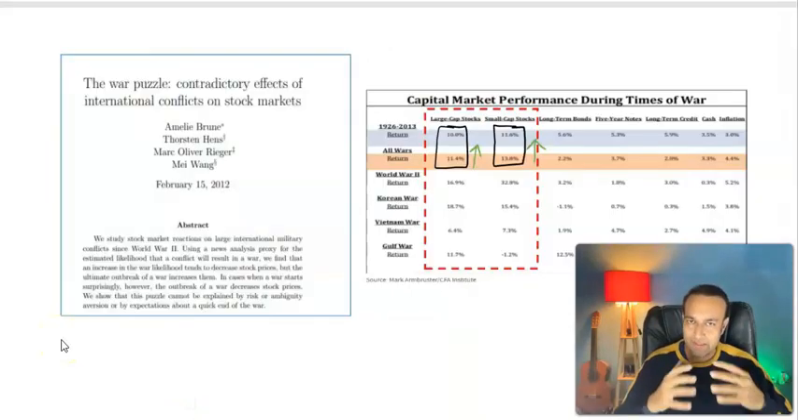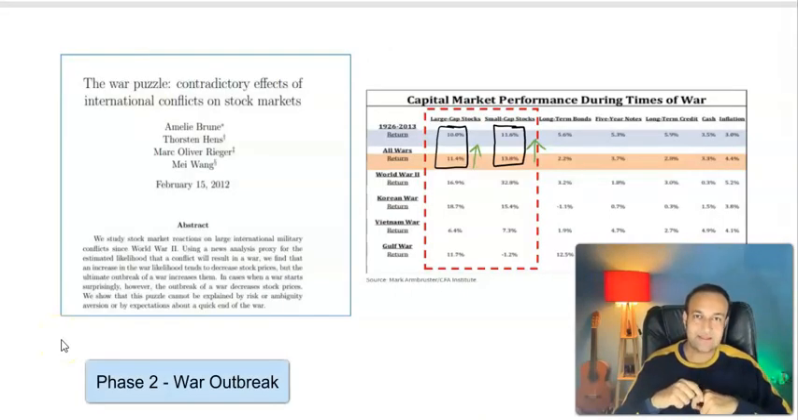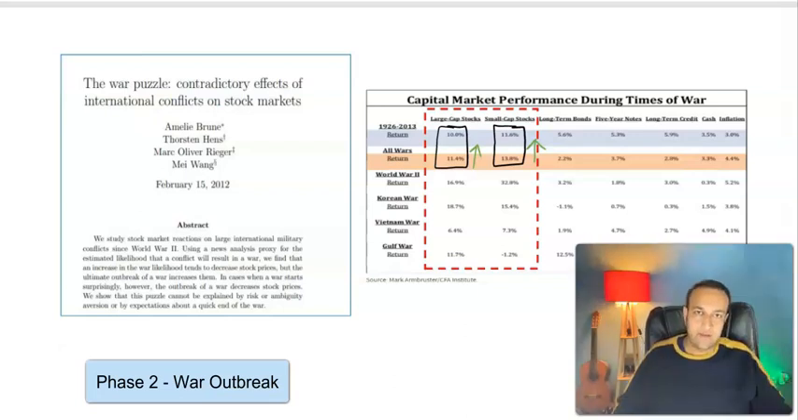In summary, what this paper says is that if the war outbreak is sudden, then the impact on the stock markets is negative. But if the war is preceded by an extended pre-war phase, then the stock markets are impacted positively. Now, this is super counterintuitive, and we'll dive deeper into data to look at this insight.